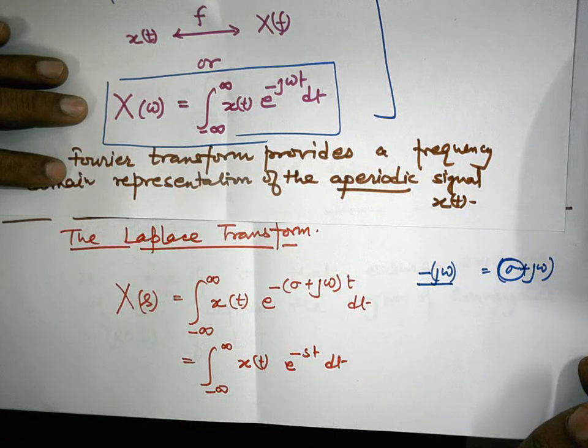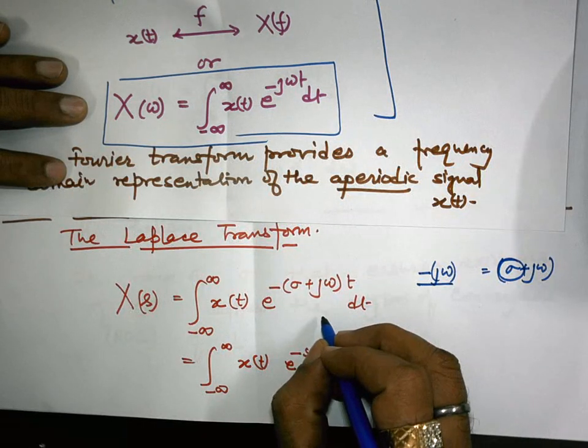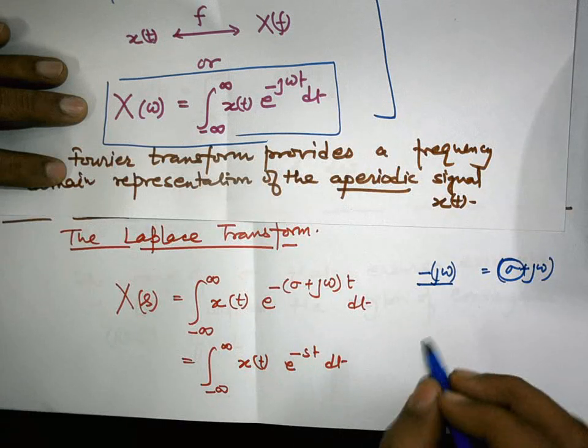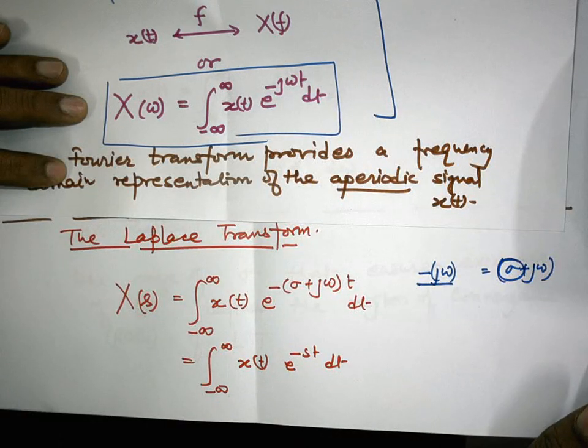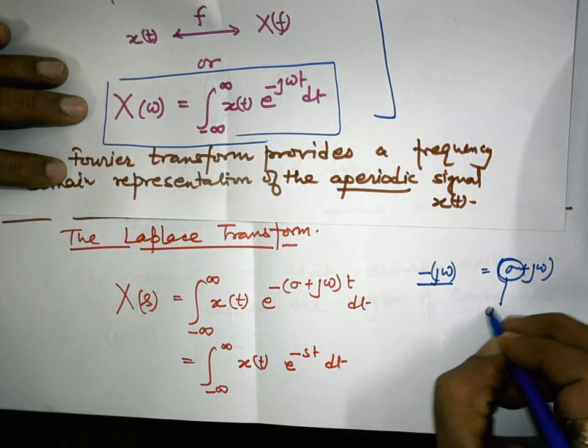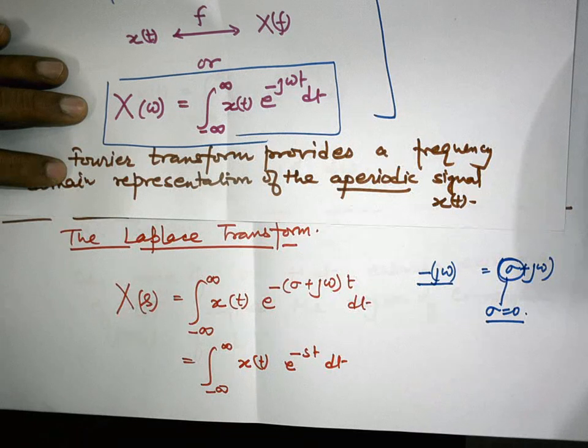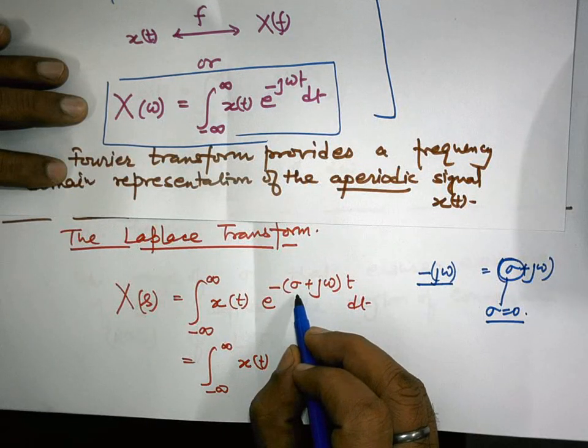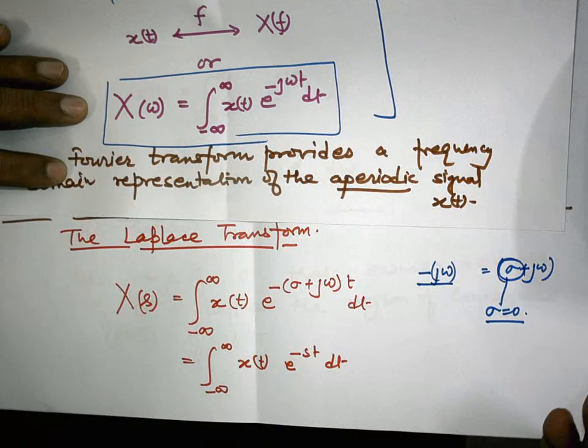So we can say that Laplace transform is quite a generalized form of Fourier transform. When this sigma becomes equal to 0, the Laplace transform becomes equal to the Fourier transform. If sigma becomes equal to 0 in this expression, Laplace transform and Fourier transform coincide. They become the same. This means we can say that the Laplace transform is a generalized form of Fourier transform.